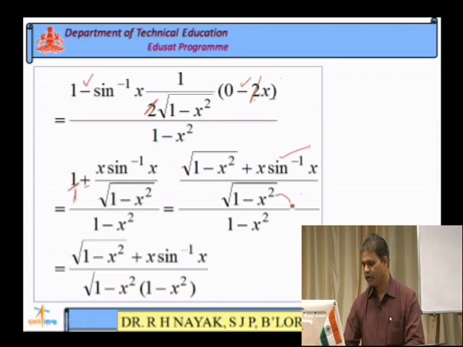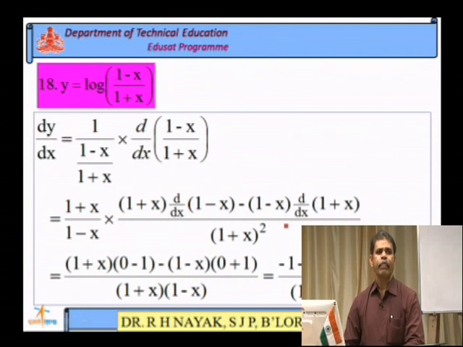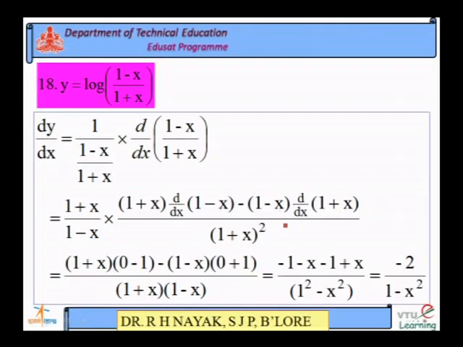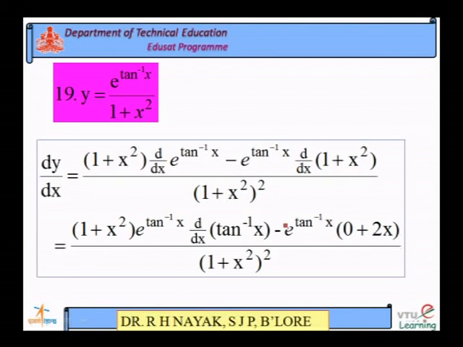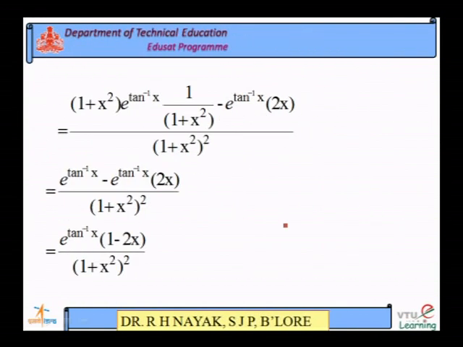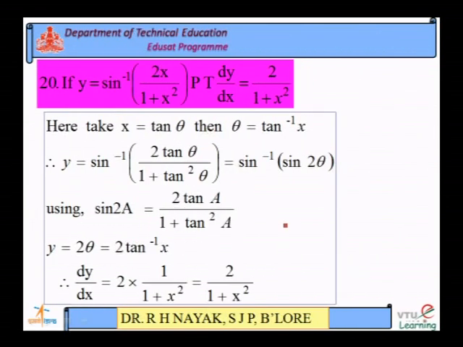Otherwise, you can take it to the denominator, it is root of 1 minus x square into 1 minus x square. Numerator is what? Root of 1 minus x square plus x into sin inverse x. This we have already done in the last class, again the u by v method. There are other important problems to discuss. I am going to skip those problems.